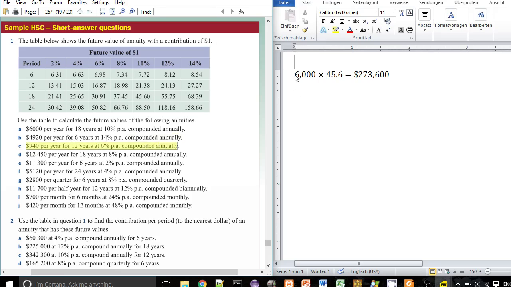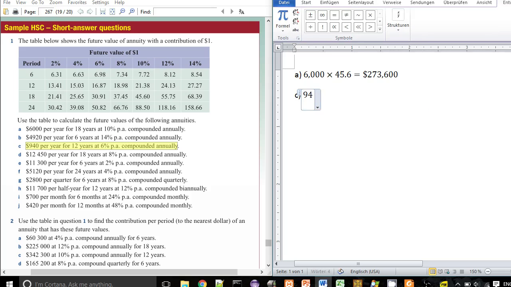940. Okay, I'll try to label this. I want to be organized. Okay, I'm gonna do C. So I would just do 940 times now 12 years, 6%, 16.87. Easy peasy.